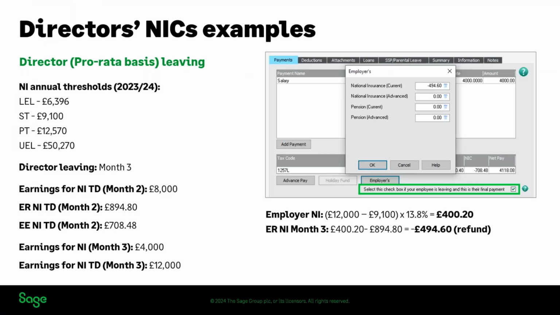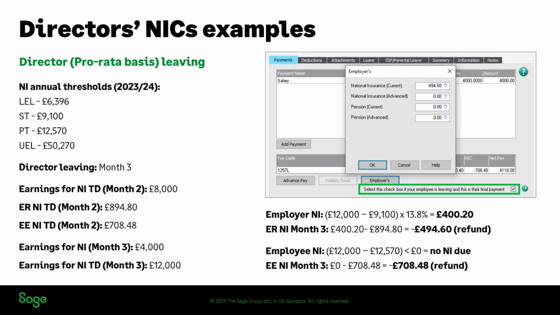For the employer national insurance, we took the cumulative earnings and deducted the secondary threshold, multiplied by the employer percentage to give the amount due to date. Looking at what's been paid so far, based on those 2 months where the tables were used, has resulted in a refund to the employer of £494.60. The employer gets that back by simply reducing the amount that's paid at the end of the month to HMRC. For the employee, in this case, cumulative earnings are £12,000, but the yearly primary threshold is £12,570.